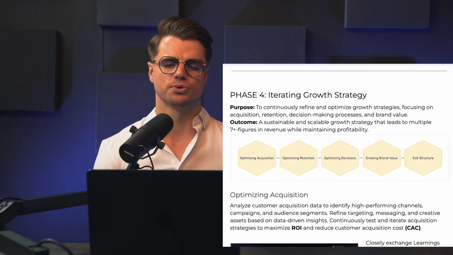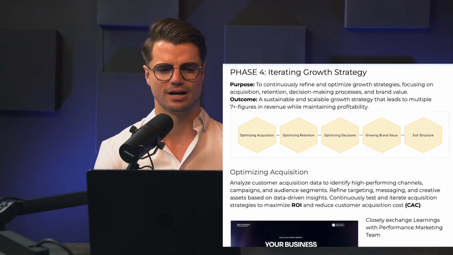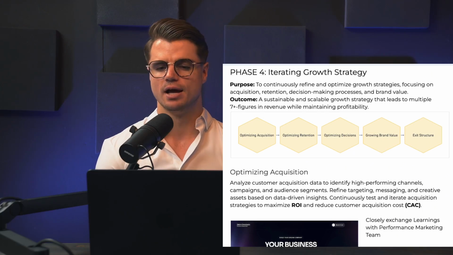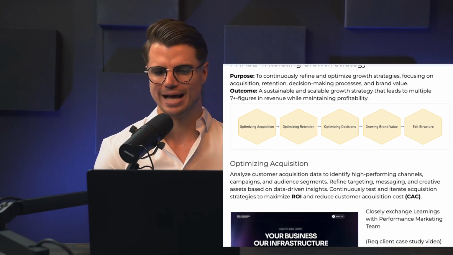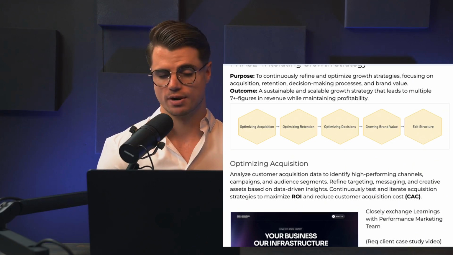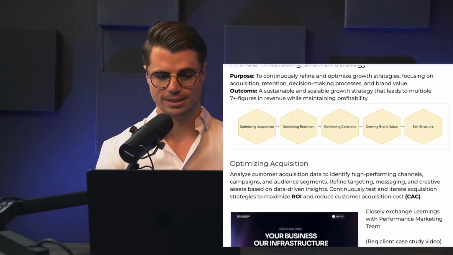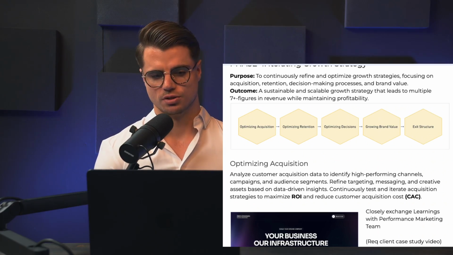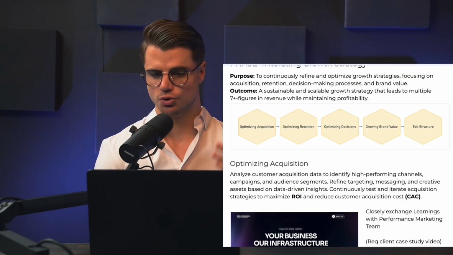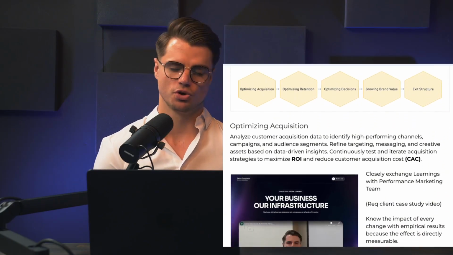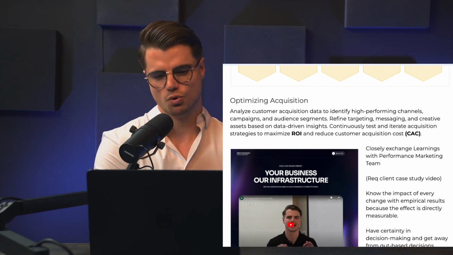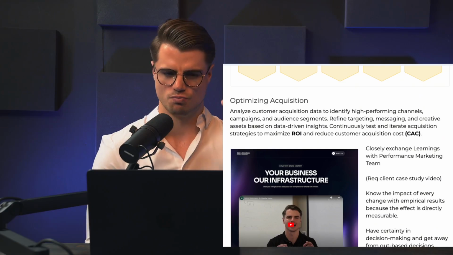So now phase 4, iterating growth strategies. The purpose is to continuously refine and optimize growth strategies, focusing on acquisition, retention, decision-making processes, and brand value. The outcome is a sustainable and scalable growth strategy that leads to multiple 7-figure plus, 8 figures or whatever plus in revenue, while maintaining profitability. Okay, so optimizing acquisition, optimizing retention, optimizing decision-making, growing brand value, and having your exit structure. Sometimes when you're building a tech startup and you're raising money, when you approach investors you already want to approach them with an exit plan, that kind of thinking.